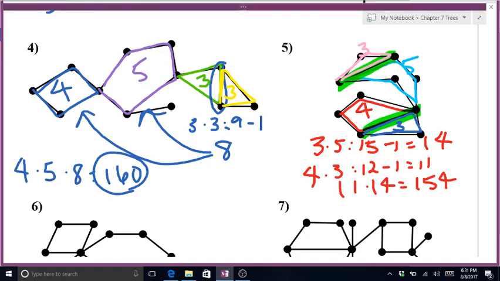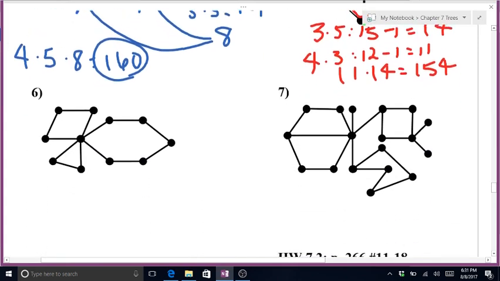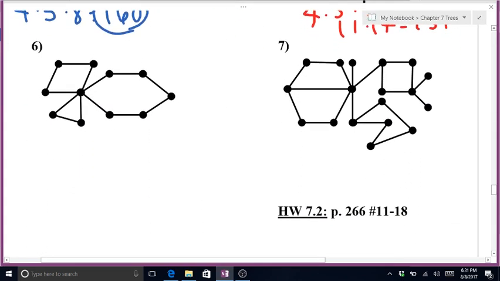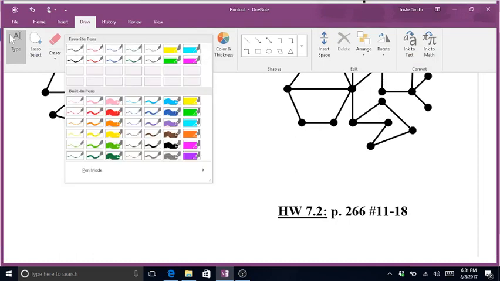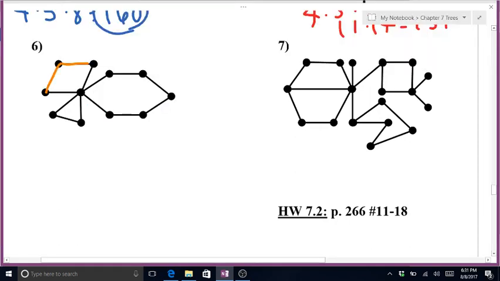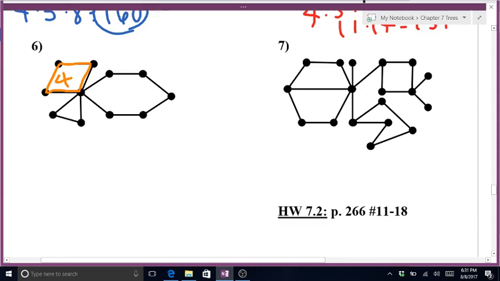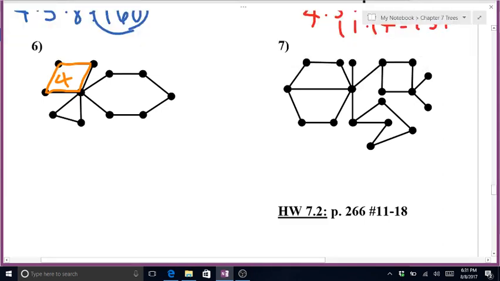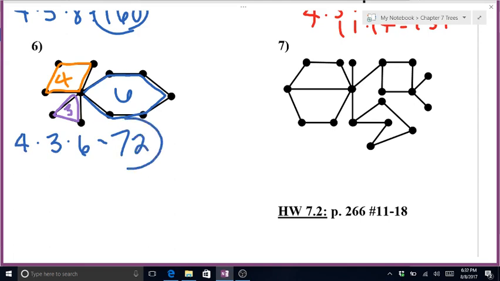Two more examples. Number 6. We've got a circuit of 4, a circuit of 3, and a circuit of 1, 2, 3, 4, 5, 6. They share a common vertex, but none of them share a common edge, so we just multiply. 4 times 3 times 6, 72.